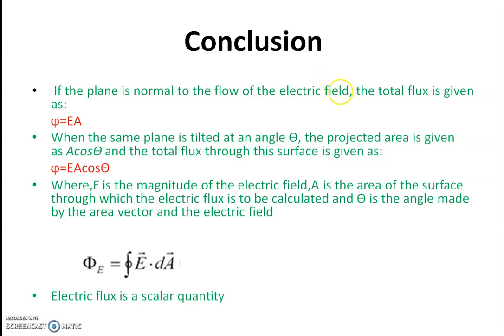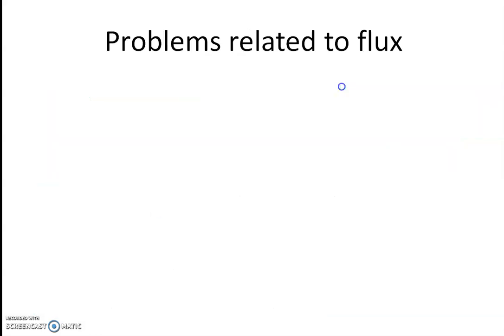So the unit of flux we can write as Newton meter square per Coulomb, or volt per meter into meter square, or volt meter. So the unit of electric flux is either Newton meter square per Coulomb or volt meter. Okay. Now we'll discuss one or two problems related to electric flux.